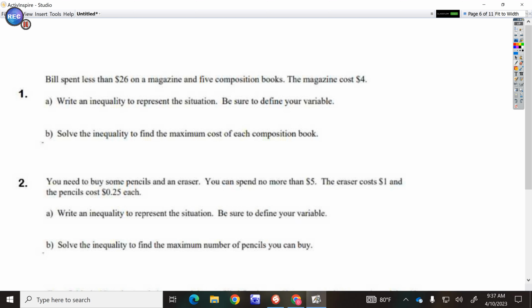Because they could have said it's this much per, what is it about? Magazines, composition books. It could have said it's $3 per composition book. How many composition books are there? Now they're asking for how many. It's not a decimal situation.